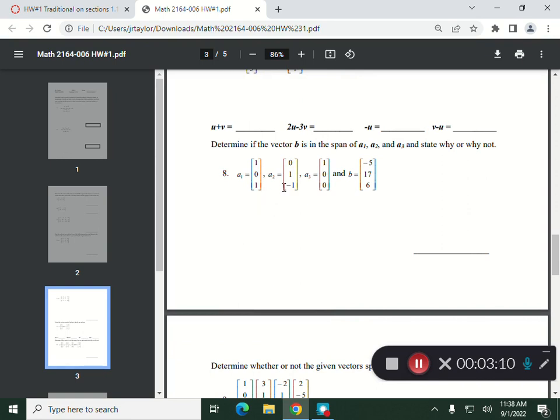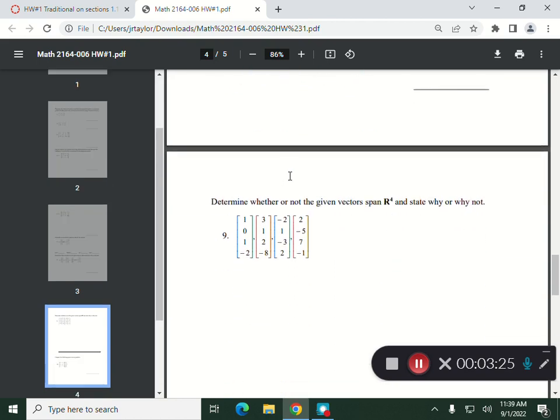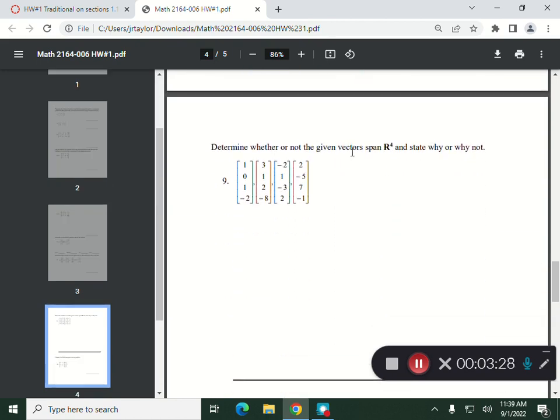Here I got A1, A2, A3, and B, so here's a system of vectors, and I want you to determine whether this vector B is in the span of these vectors, okay? I'll talk about that in a second here. All right, and here I want to determine whether these 4 vectors actually span all of R4. What is R4? R4 is the 4-dimension thing, in terms of vectors, 1, 0, 0, 0, 0, 1, 0, 0, 0, 0, 1, 0, and 0, 0, 0, 1, okay?